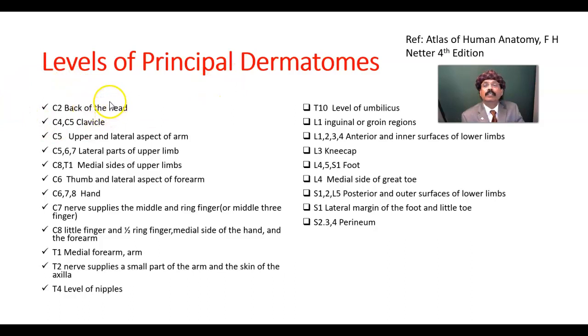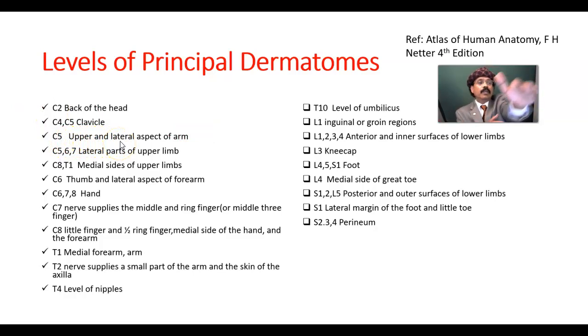According to that, suppose C2 for the back of the head, C4, C5 clavicle. The back of the head, because our forehead area up to the vertex is the dermatome from the ophthalmic division of the trigeminal nerve. Back of the head, C2, then C4, C5 clavicle. Mostly C4 is covering the clavicle. C5 may come on the lateral aspect of the clavicle. C5 is the upper and lateral aspect of the arm.